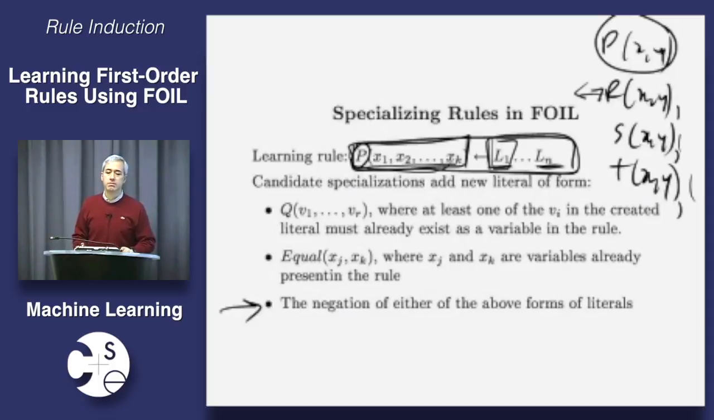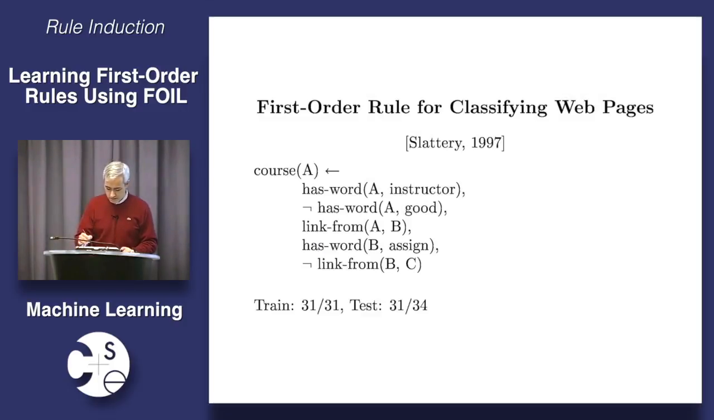Let's think back to the web example. Am I done once I have added my has word and my link from? Clearly not. I can keep adding more of those. What is the thing that can happen here that couldn't happen in propositional rule induction? I can have the same predicate repeated. But what changed from one case to the other? The arguments. That's the key, that thing that makes this powerful, is that my predicates now have arguments. And they could share arguments in very interesting and complicated ways.